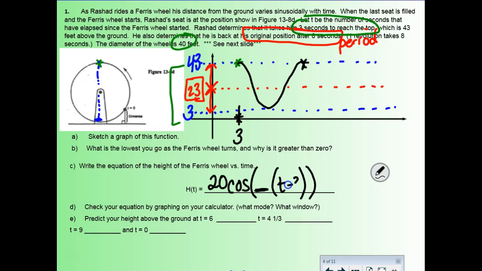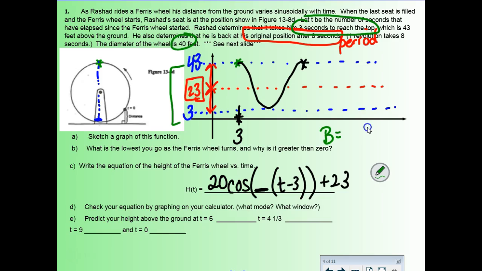I'm going to go ahead and write t minus 3. There's one more easy thing we can fill in here. The midline, we decided was at 23, so plus 23. What's the last thing I've got to calculate is b.